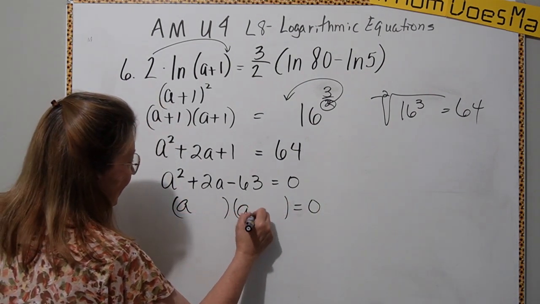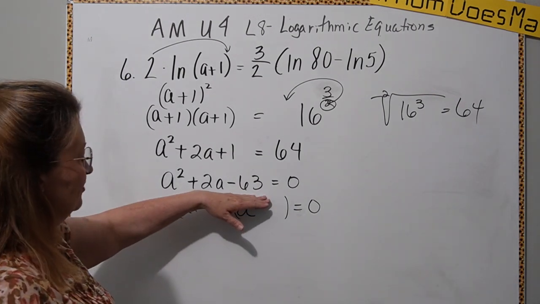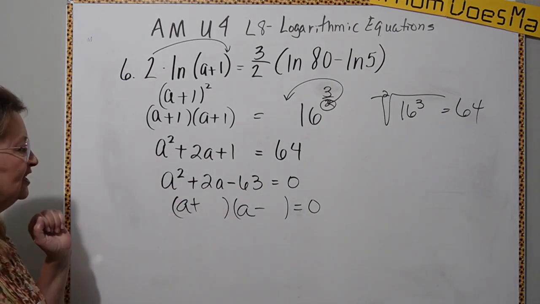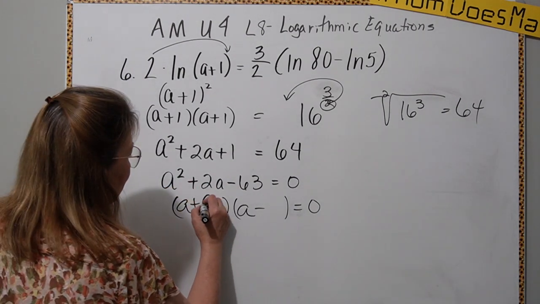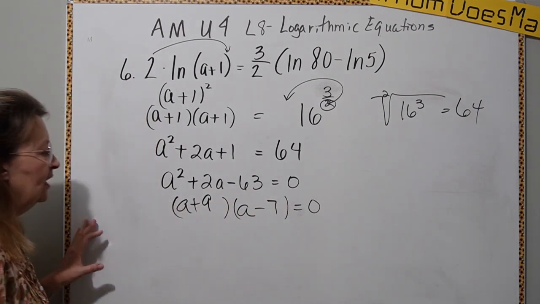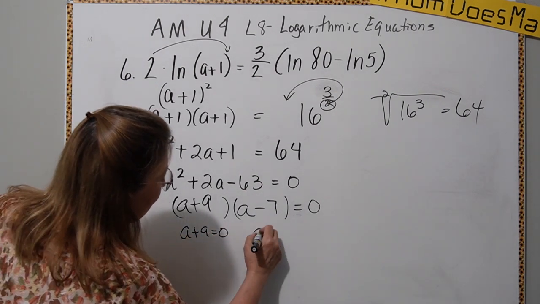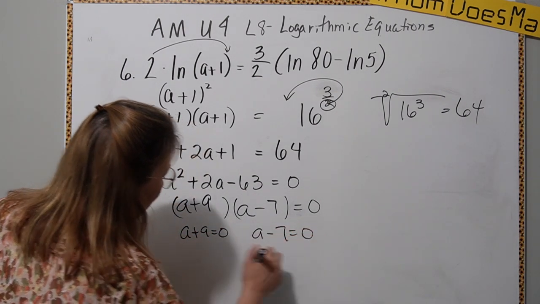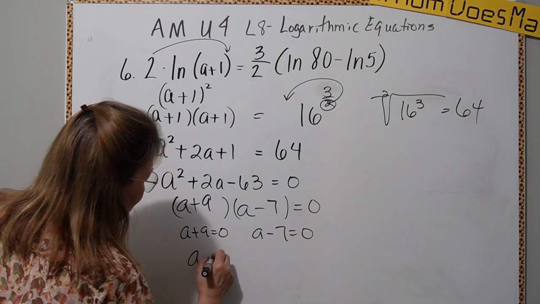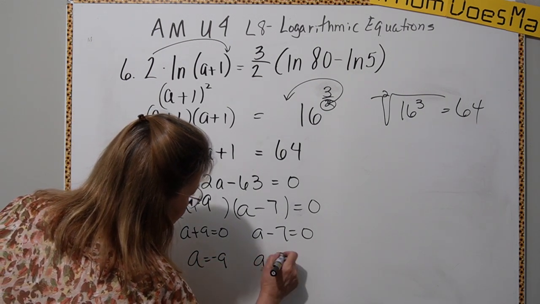You're going to have a and a. You're going to have a plus and a minus. The pair of numbers that will multiply to give me negative 63, but add up to give me positive 2, is going to be a plus 9 and a minus 7. So we're going to take each of these. A plus 9 equals 0. A minus 7 equals 0, and solve it down. So I get a is equal to negative 9 and a is equal to 7.